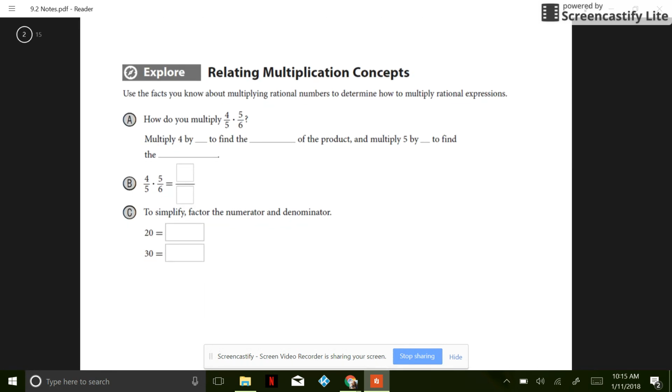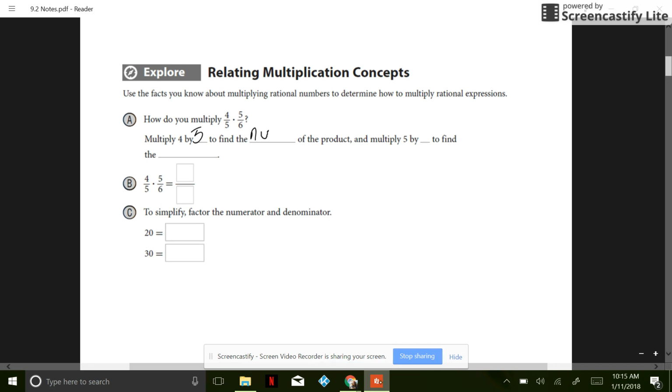So we can use the facts that we know about multiplying rational numbers to determine how to multiply rational expressions. How would we multiply 4 over 5 times 5 over 6? Well, we multiply 4 times 5 to find the numerator of the product, and then multiply 5 times 6 to find the denominator of the product. So 4 times 5 is 20, and 5 times 6 is 30.